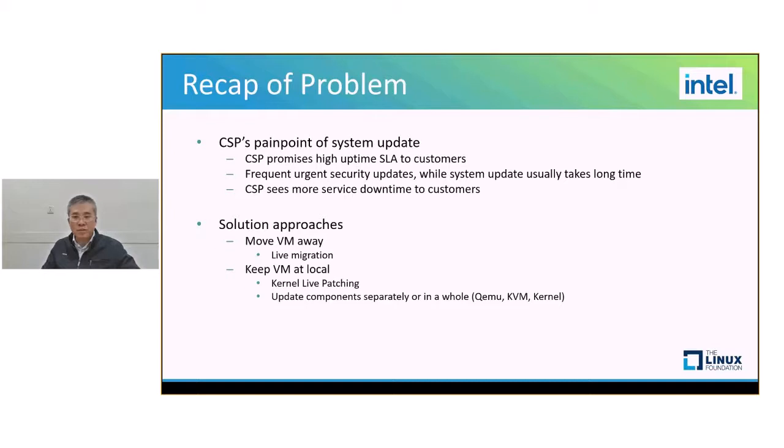The existing solutions can be divided into several categories. First choice is to move the VMs somewhere else to allow the system to be updated. The typical solution of this category is live migration. However, live migration doesn't support pass-through devices very well. The other choice is to keep the VM local.